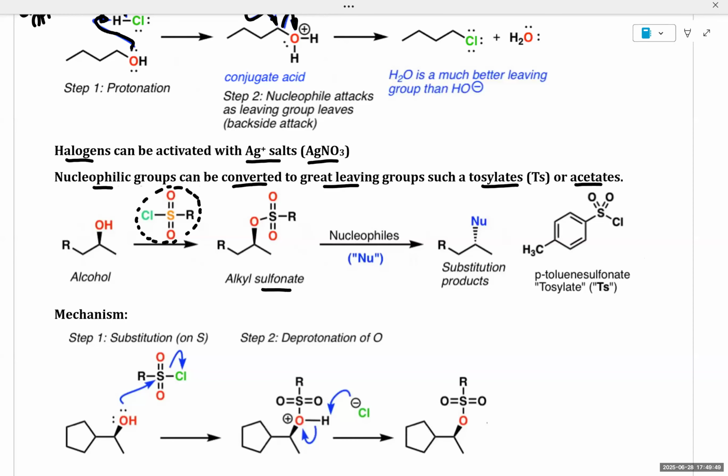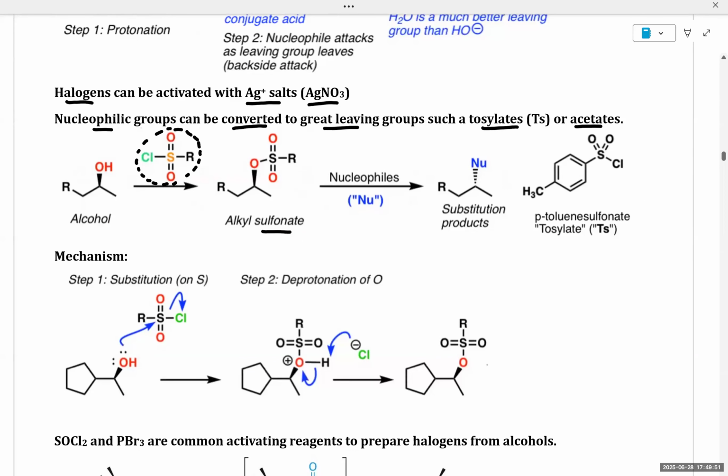So how does this work? Well, in net, we take the alcohol, we make the alkyl sulfonate, and this group is a good leaving group. I would say even it's a great leaving group. So your nucleophile can readily displace your leaving group, and using the alkyl sulfonate is much easier than trying to directly displace an alcohol.